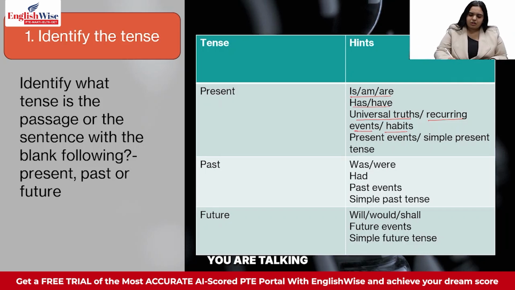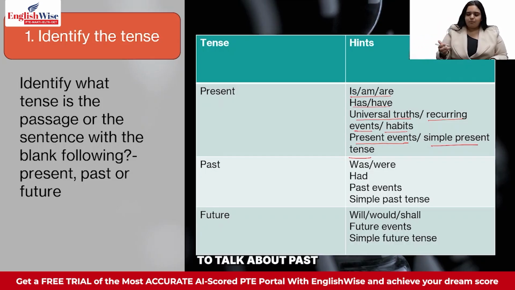Apart from that, if you're talking about any events that are happening in the present time right now, or if you're given a simple present tense sentence, like India struggles with a large amount of population. Over here, India struggles with a large amount of population. This is a simple present tense sentence. So this gives you an idea that the setting of the passage is in present tense.